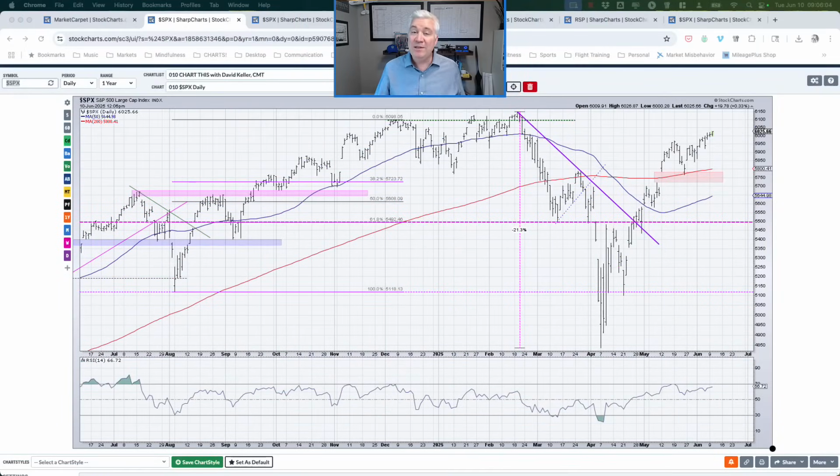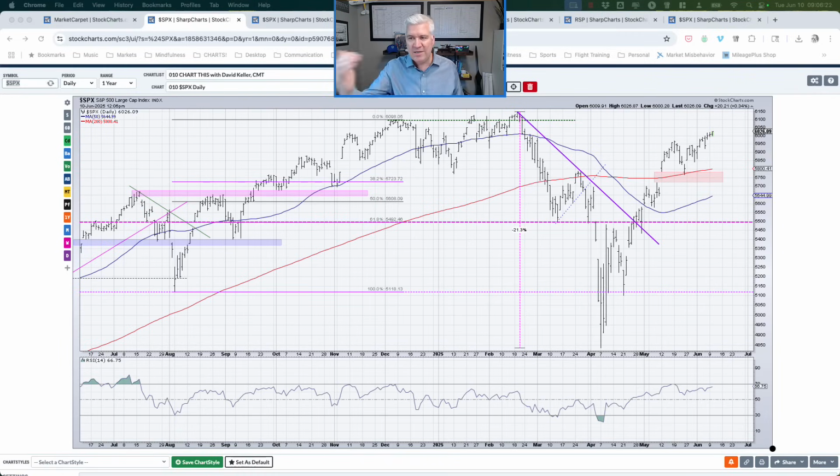All right, so let's talk about divergences today. We're looking at the chart of the S&P 500, and what is a divergence? Quite simply, a divergence is when price and something else don't agree. When price is doing one thing, but some indicator of some sort is doing something different.